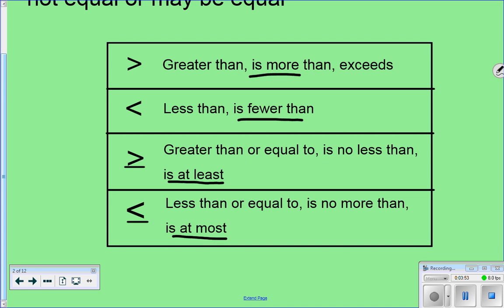Do we need another second yet? Okay. Everybody ready?